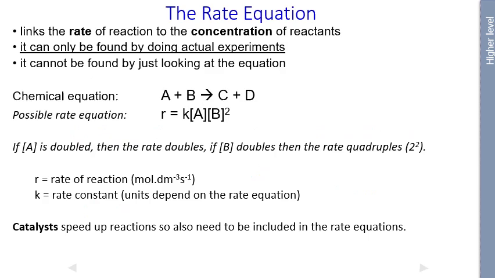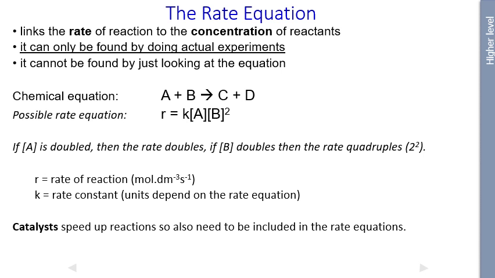Okay. So the rate equation. This links the rate of the reaction to the concentration of the reactant. We've already slightly looked at it earlier. It can only be found by doing experiments. Okay, it can only be found experimentally. It cannot be found just by looking at an equation.